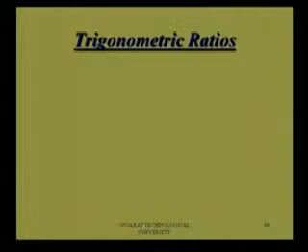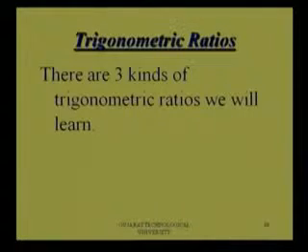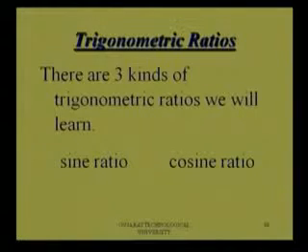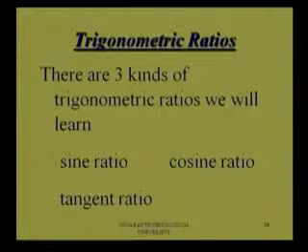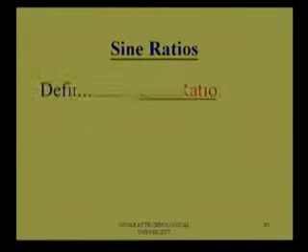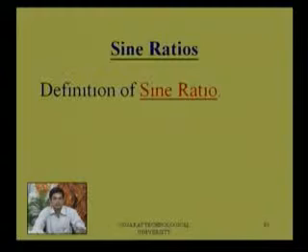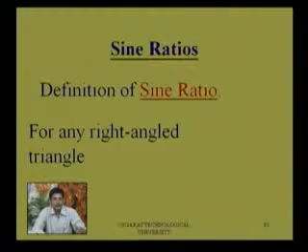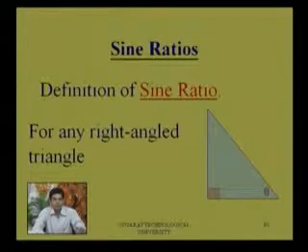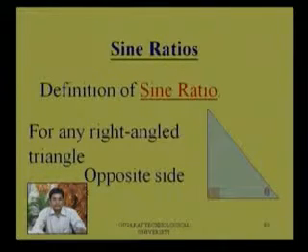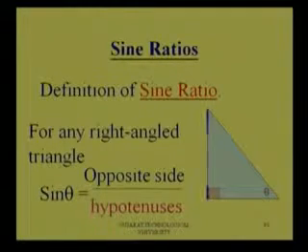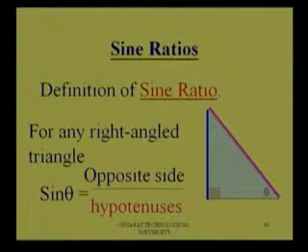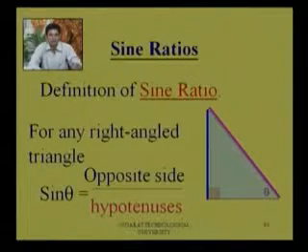Let us try to understand what we mean by trigonometric ratio. There are three kinds of trigonometric ratio we will learn. First is sine ratio, second is cosine, and third is tangent ratio. First, sine ratio. We will try to understand the definition of sine ratio. For any right angle triangle, what do we mean by sine theta? Sine theta equals opposite side by hypotenuse. This is the opposite side and this is the hypotenuse. It is in a different color that you can see on the screen.